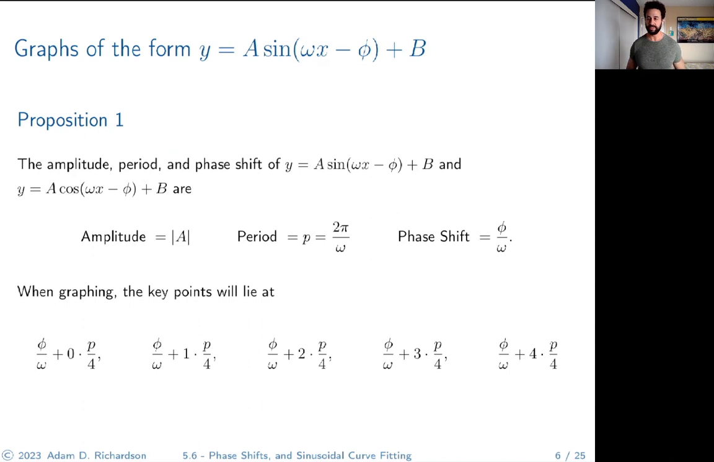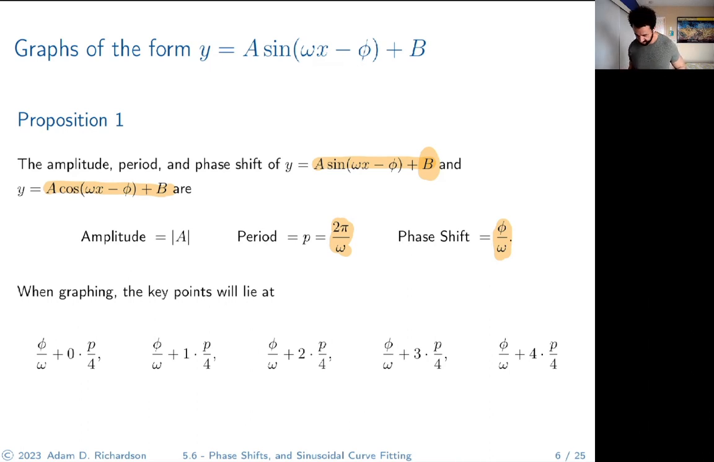We had a similar proposition in a previous section, but if we have a general sinusoidal function of this form or this form, then the amplitude is the size of A, the period is 2 pi over omega, because the period of sine and cosine is 2 pi. The phase shift is phi over omega, and I forgot to put it here, but the midline is going to be at y equals b.